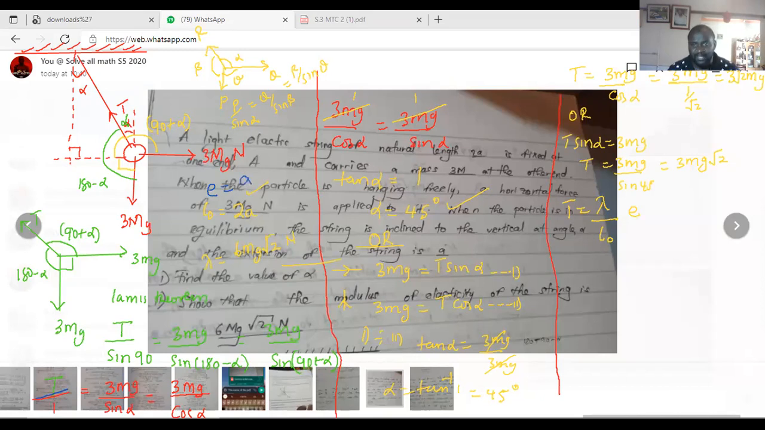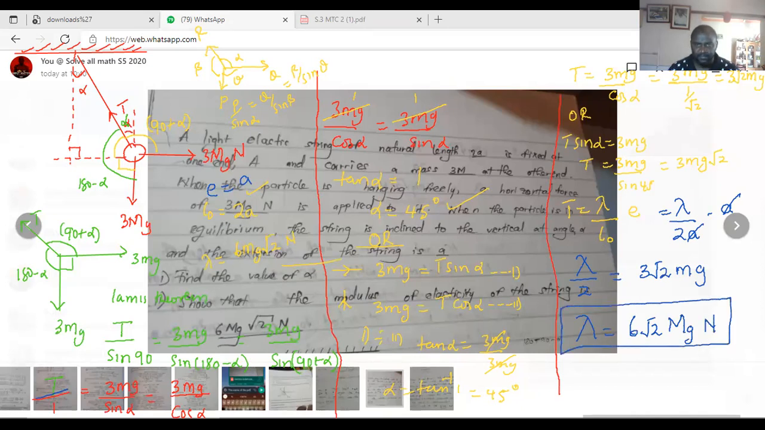So therefore, one can say lambda out of 2A times A. With this A and A, they can be lost. Then we shall have lambda out of 2 is actually equal to the tension, which is 3 root 2 of mg. When I cross multiply, I will finally confirm that lambda is 6 root 2 of mg newtons. Hence proved. And that is our answer.